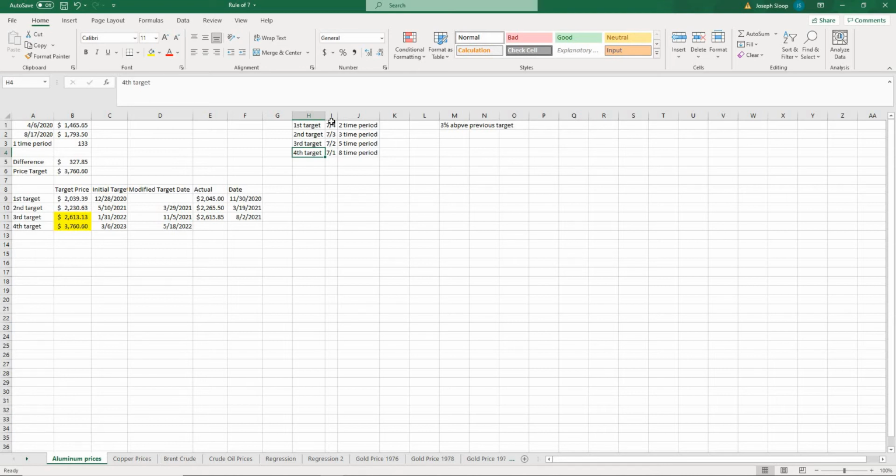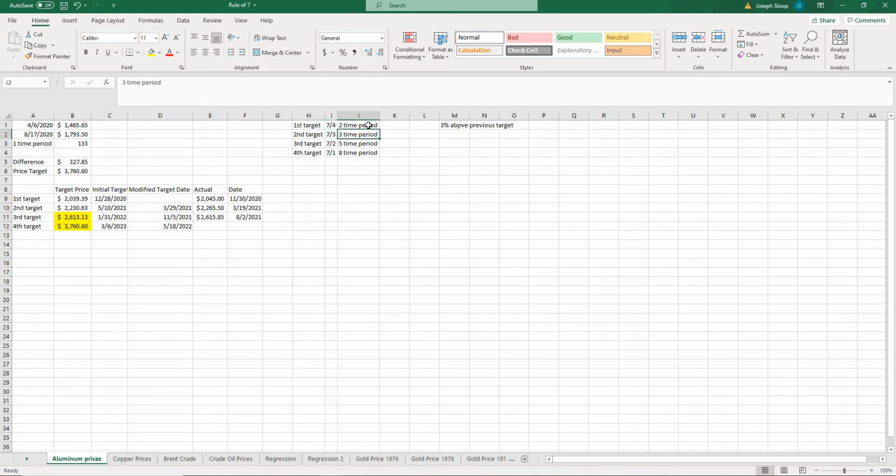So the first target price will be 7/4 of that difference between the first peak and the first low plus the low, okay? And then the second target will be 7/3 of that difference. And then the third target will be 7/2, and then the fourth target will finally be 7 times that difference in price plus the low.